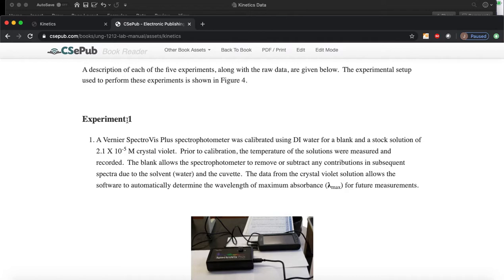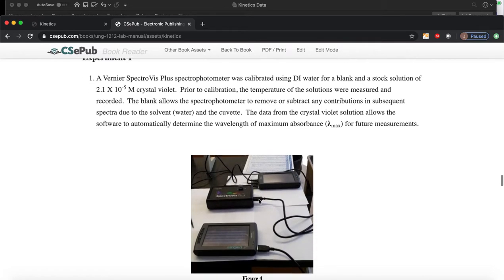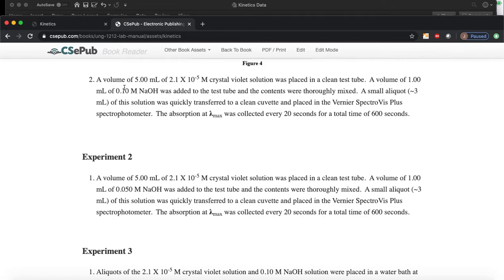For instance, experiment 1 gives us how we set up that spectrophotometer that I showed an image of at the very beginning. It also gives us the specific details in this portion. It's telling us that to do the reaction, 5 milliliters of 2.1 times 10 to the minus 5 molar crystal violet were placed in a test tube, and then 1 milliliter of 0.10 molar sodium hydroxide was added to that test tube. Everything was thoroughly mixed, and then a small aliquot, which just means a small portion of the contents of the test tube, was placed in one of those cuvettes we saw earlier, and we measured the absorption every 20 seconds for a period of 600 seconds. So it gives us a general experimental summary of what was done.